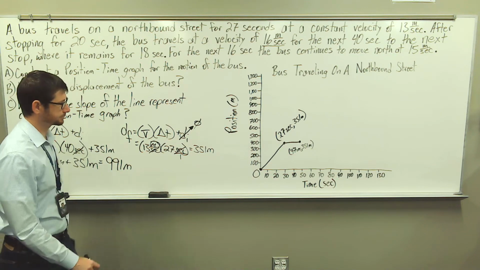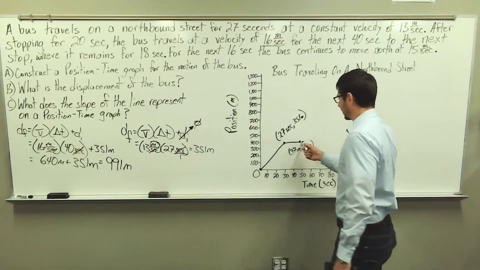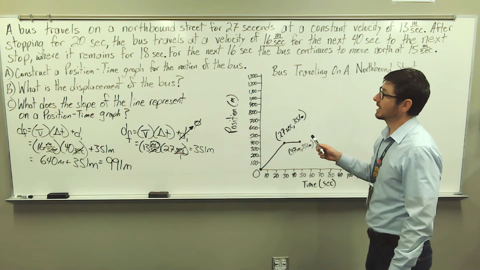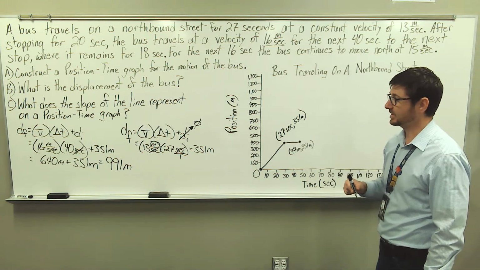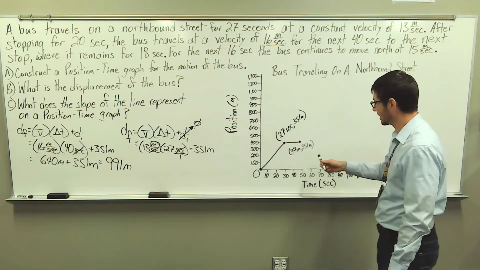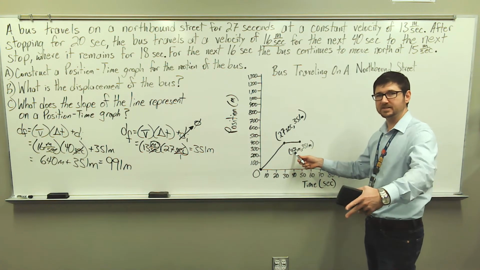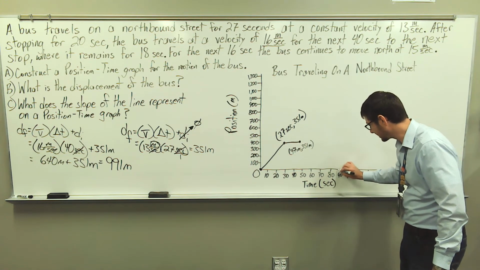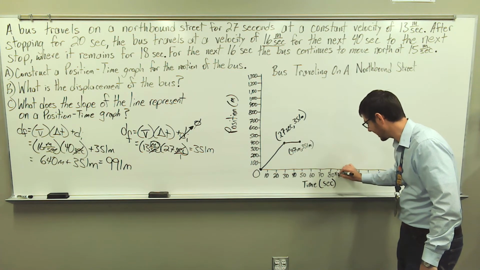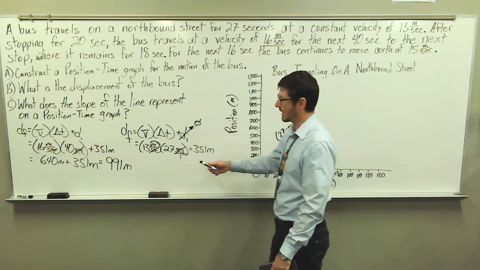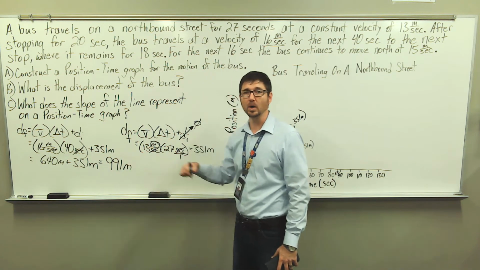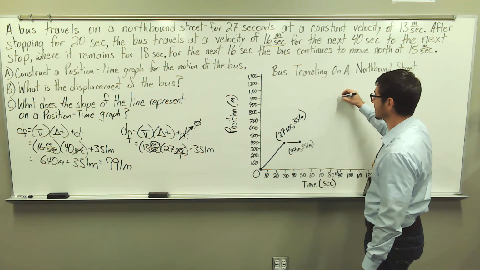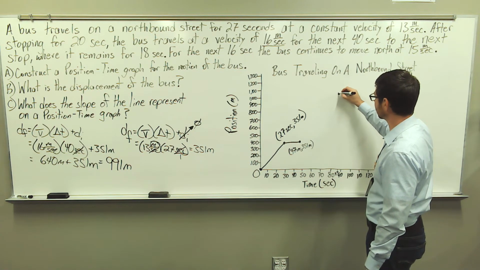meters. Okay? So right here, we stopped for 20 seconds, so we did not change our position, and then the bus traveled at 16 meters per second for 40 seconds. So we're at 47 seconds plus 40 seconds, that's going to be 87 seconds. So I can place a mark right here and say 87 seconds. And now we're at a position of 991 meters. So 991 meters is somewhere about there.